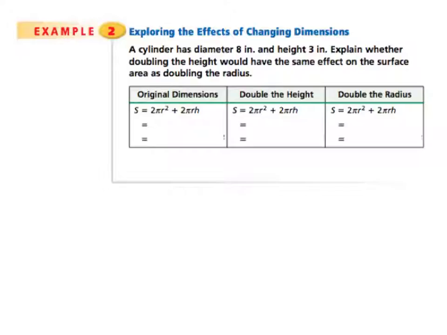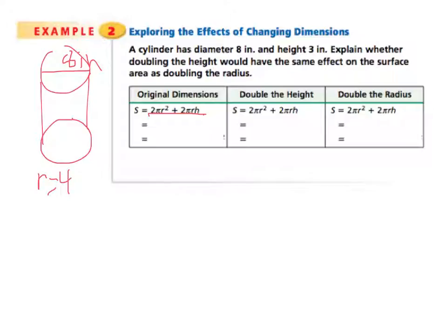Actually, a lot of you guys got a problem like this wrong on the quiz, where instead of using the radius, you used the diameter. So they gave us the diameter as 8 inches. And if we're looking for surface area, then we have to use the radius, because this is 2 pi r squared. So the r should be used as 4 inches. Okay, 4 inches, not 8.